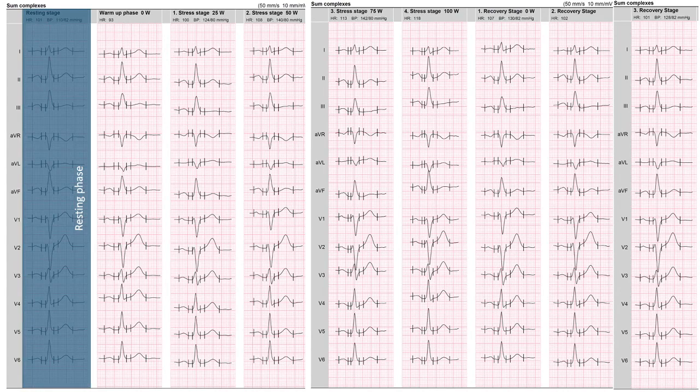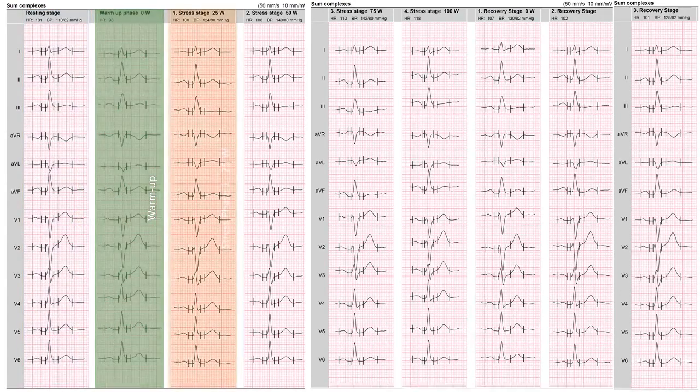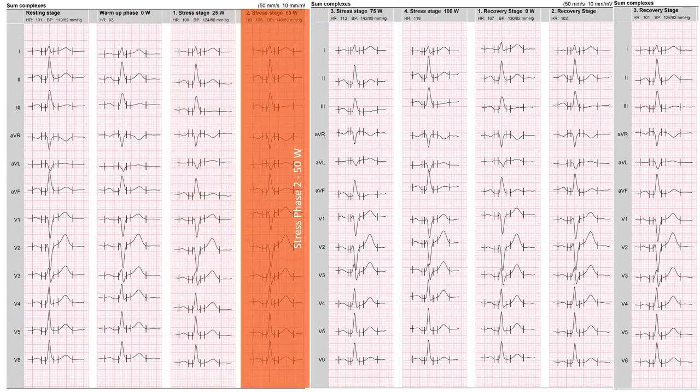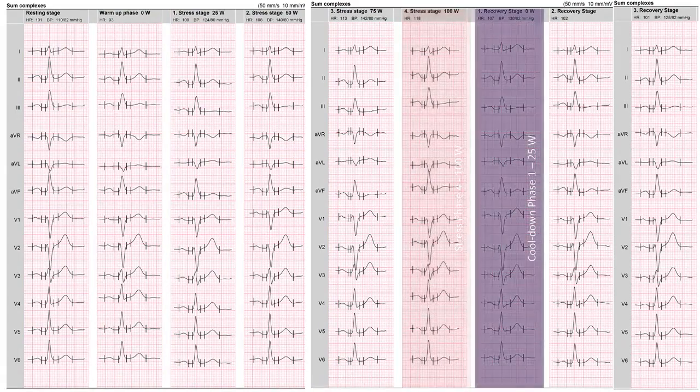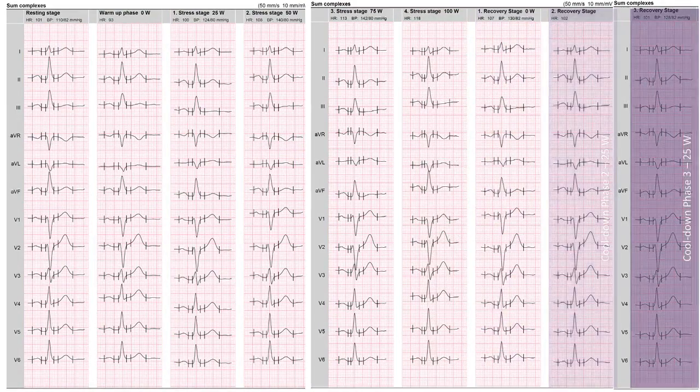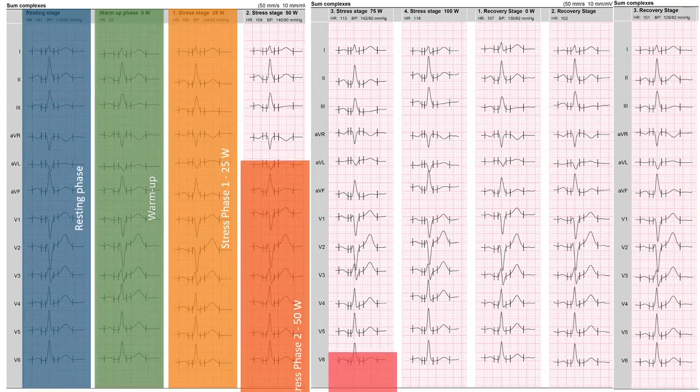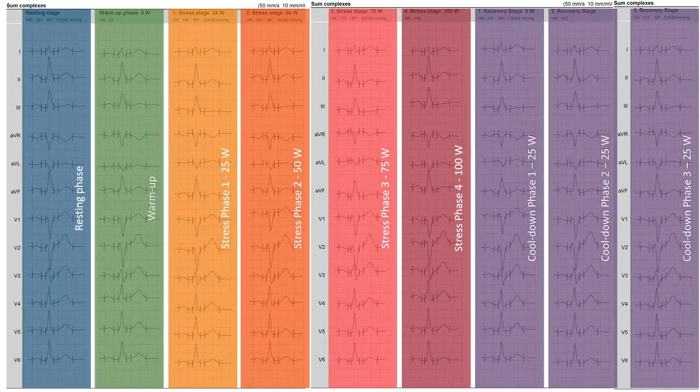Alright, then we get different summaries of each wave during each stage. So this first column represents the resting phase, then the warm-up phase, the stress phases 1, 2, and 3, and 4. This was the maximal stress phase. Then we get the cool-down phases, and that represents a summary of all the leads. So this is quite a nice thing to see because you can see how the wave changes throughout the whole test. However, determining rhythm disturbances cannot be done here because we want a strip of ECGs.